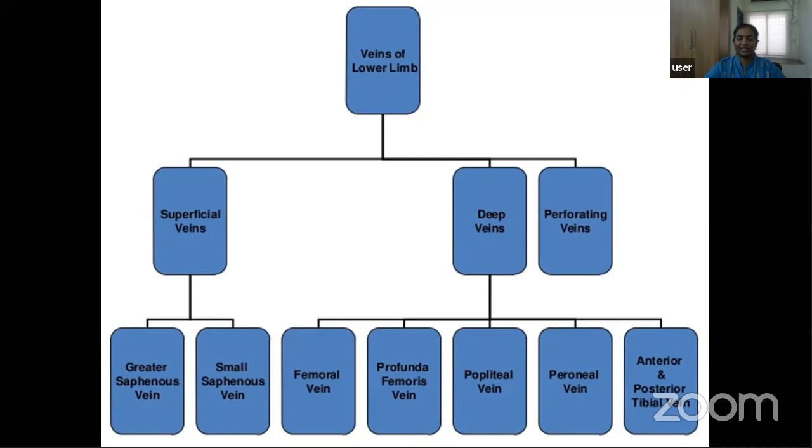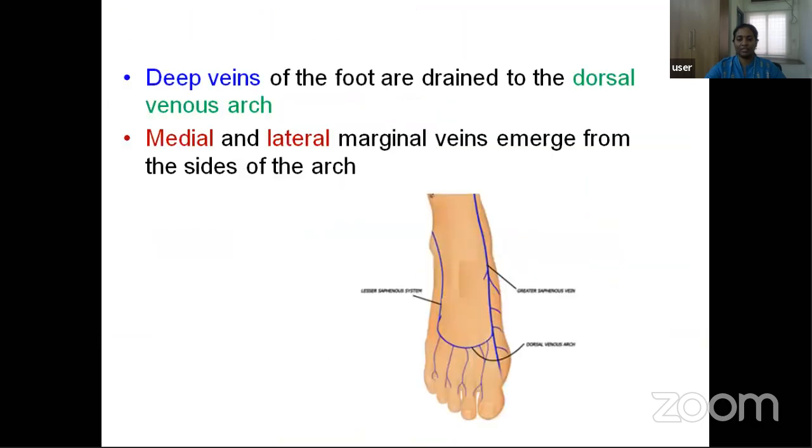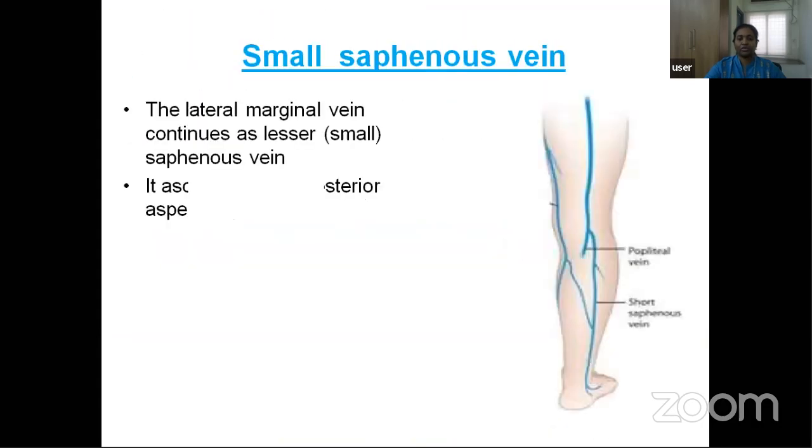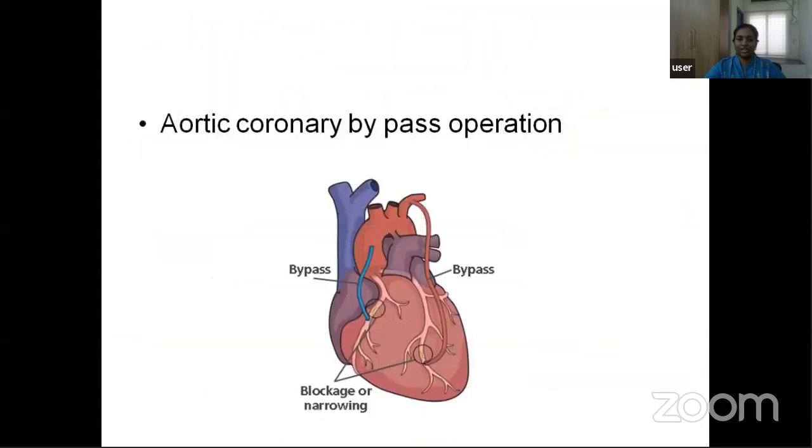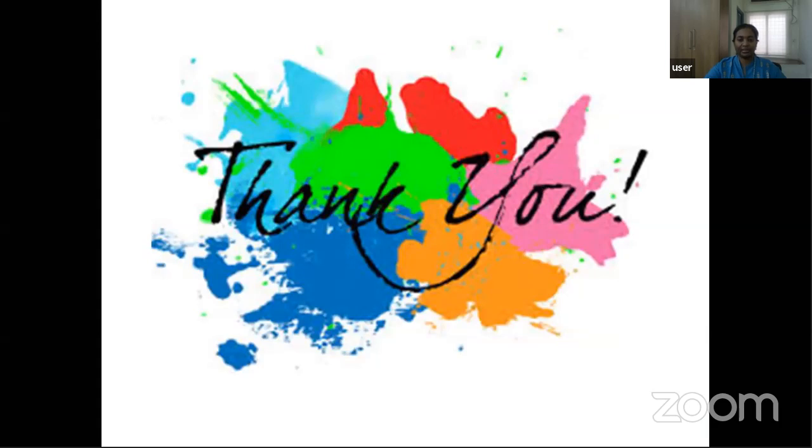The other applied aspect is venesection, which is done commonly through the great saphenous vein, and the aortic bypass surgeries we do. So this completes the topic of the venous drainage of the lower limb. Thank you.